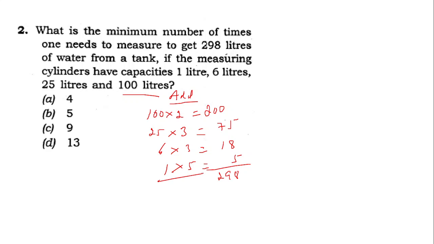So this is one way of doing it. How many times will it take? 2 plus 3 is 5, plus 3 is 8, plus 5 is 13 times. So this is one way of doing it, 13 times. Hold on, this is not the final answer.